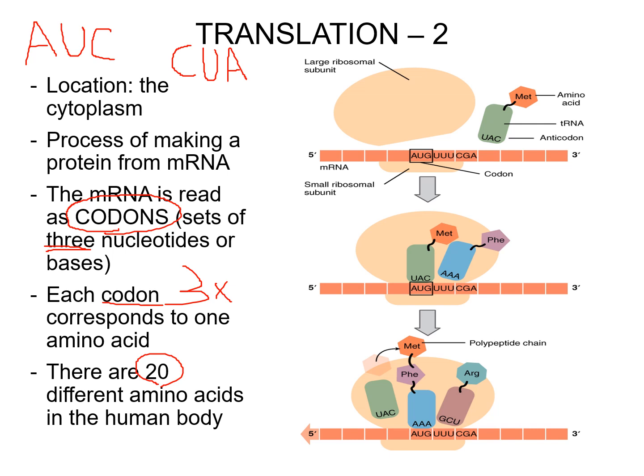So if you take a look at this picture, it's actually a really good illustration. What you can see here is UAC helps code for this specific amino acid. And then the next codon, or the next triplet, comes down here. Let's say AAA codes for this specific amino acid called phenylalanine. And then we just keep on going. It's basically like an assembly line. So then we bring in the next triplet, the next codon, and that codes for something called arginine.